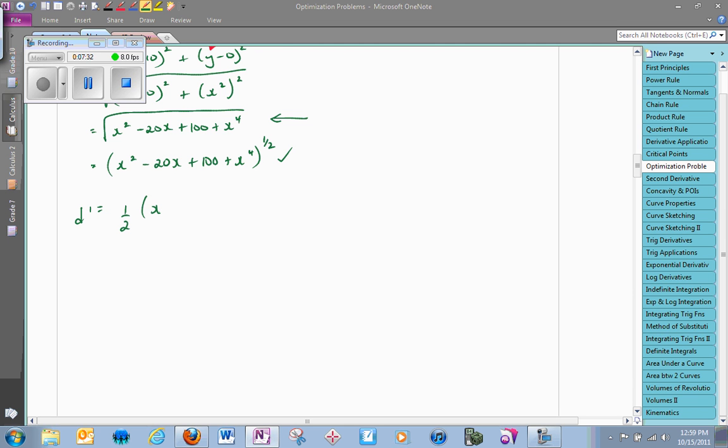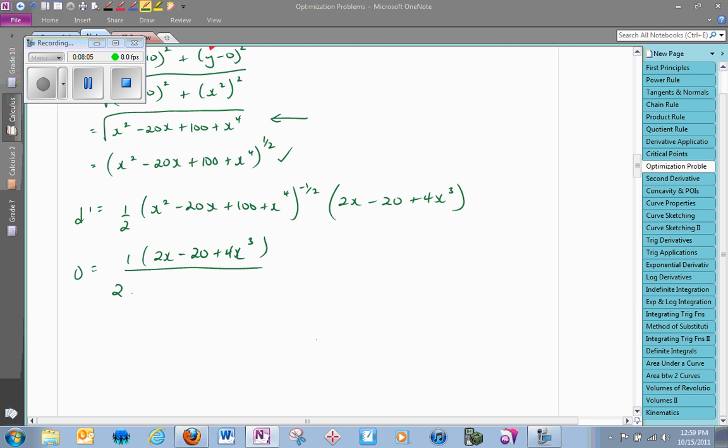So bring down the exponent, bracket, to the new exponent, times the derivative of the inside bracket. I'm then going to rearrange and set it equal to 0. So, well, if I'm here, and you may have noticed that if I cross multiply, the entire denominator goes away. So I only have 2x minus 20 plus 4x cubed is equal to 0.